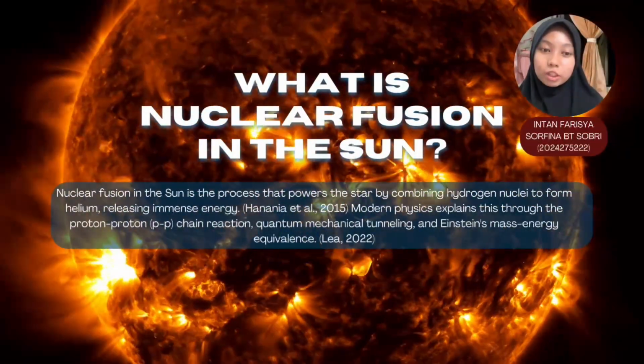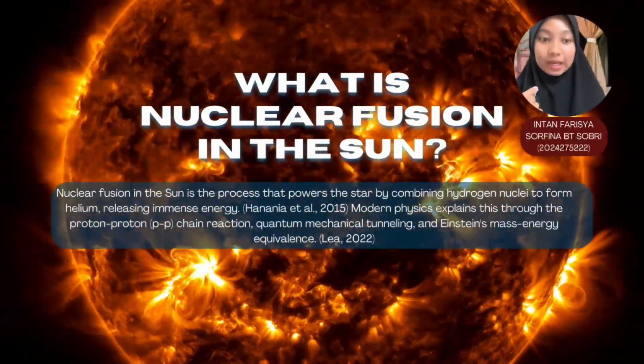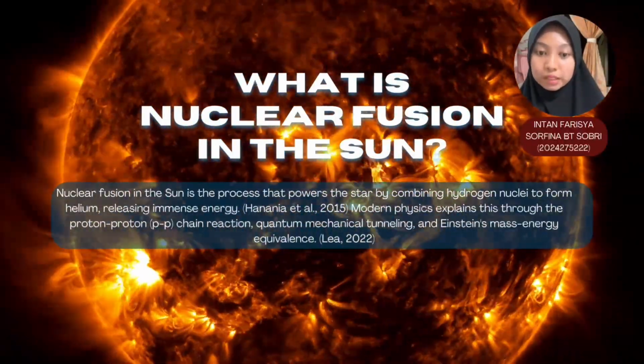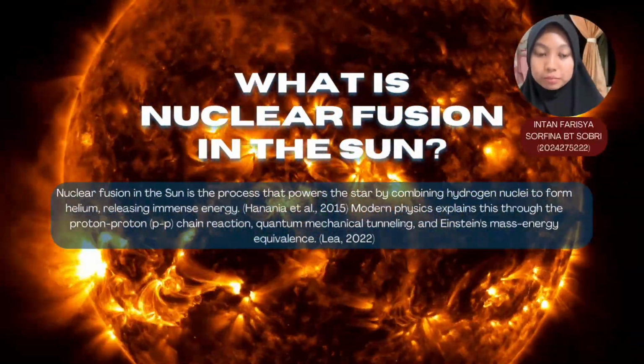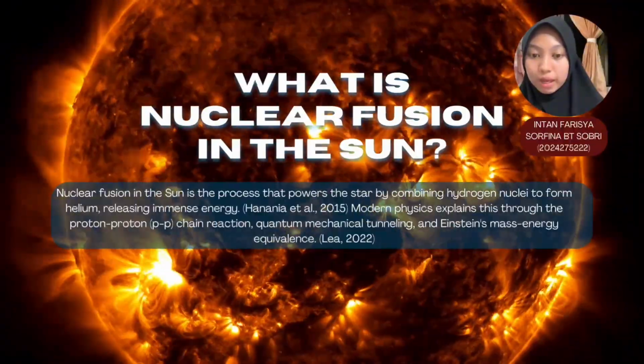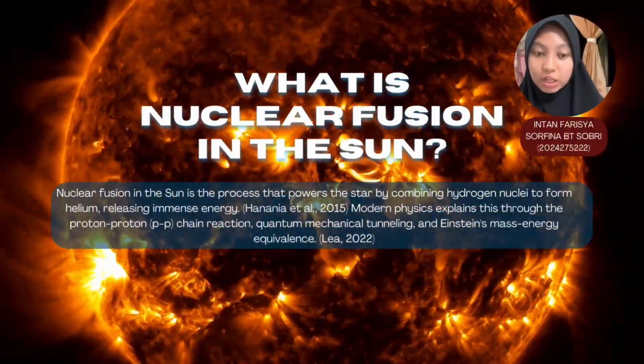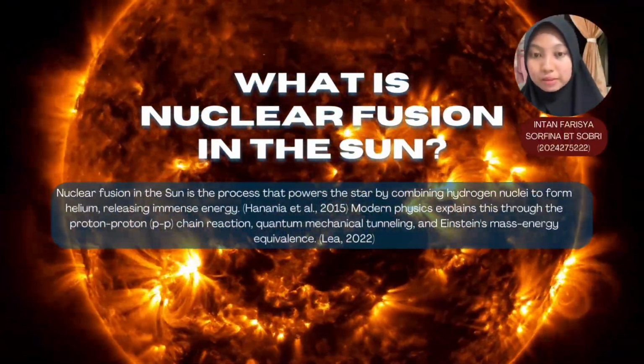So, what is nuclear fusion in the sun? Nuclear fusion in the sun is the process that powers a star by combining hydrogen nuclei to form helium, releasing immense energy. Modern physics explains this through the proton-proton chain reaction, quantum mechanical theory, and Einstein's mass-energy equivalence.